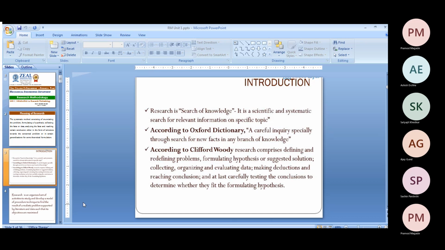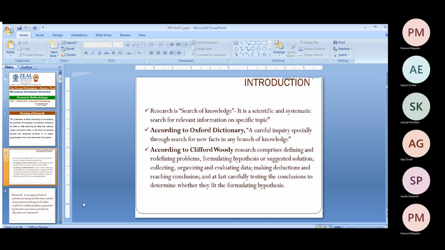Your topic should be that respective type of welding. Suppose we take submerged arc welding applications, or design and development of submerged arc welding with their applications. This is the particular, specific topic that we need to study. It means that the selected topic should not be generalized. It should have some specific points we need to define. According to the Oxford Dictionary, research is a careful inquiry, especially through search for new facts in any branch of knowledge.